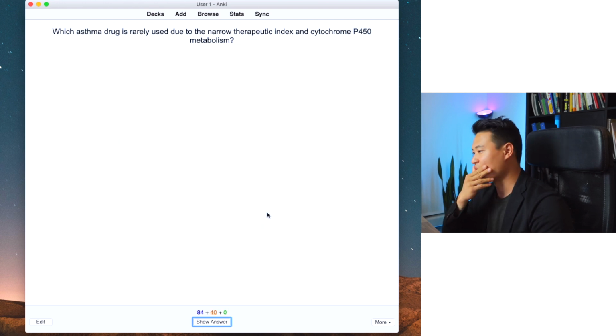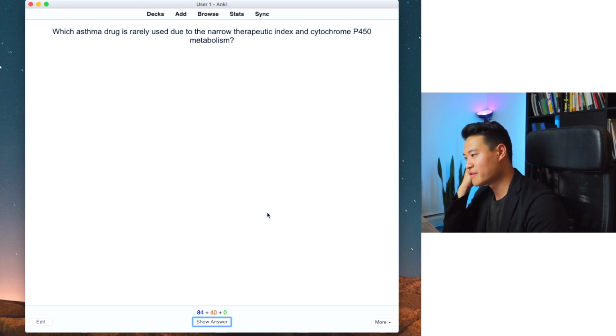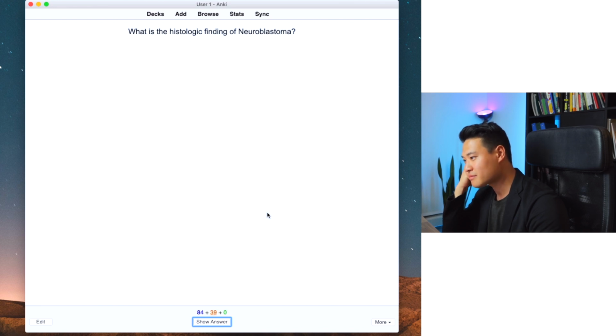Which asthma drug is rarely used due to the narrow therapeutic index and cytochrome P450 metabolism? I have no idea. Theophylline. Okay, again.